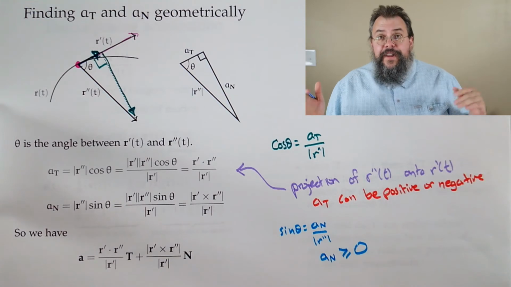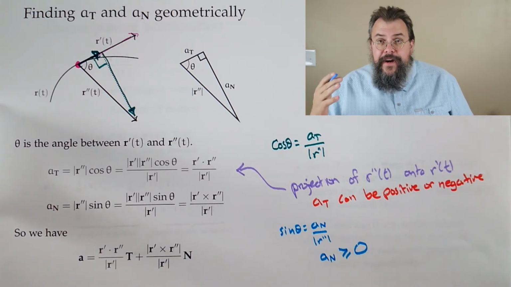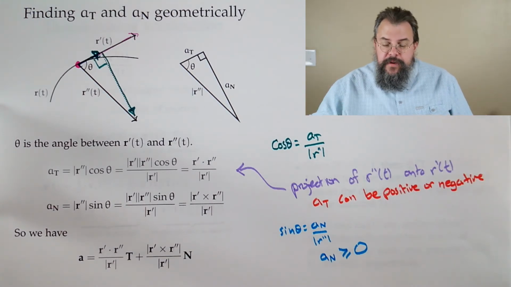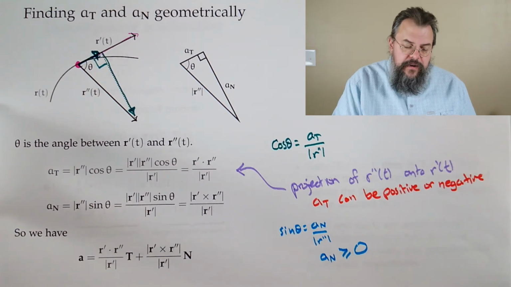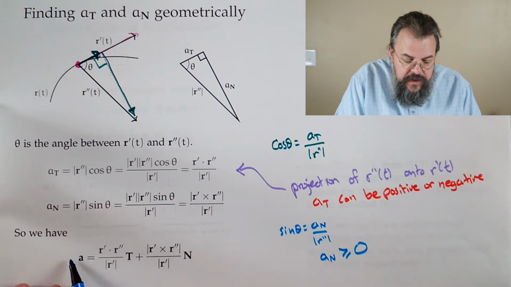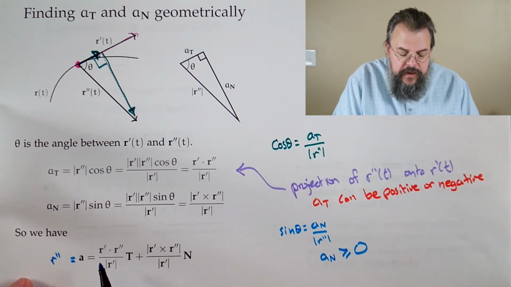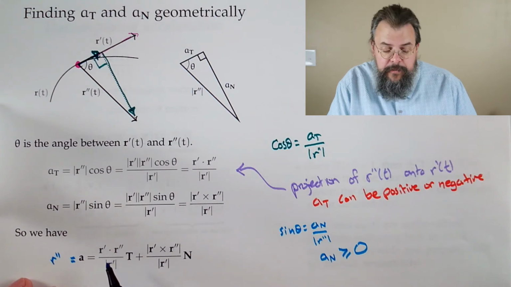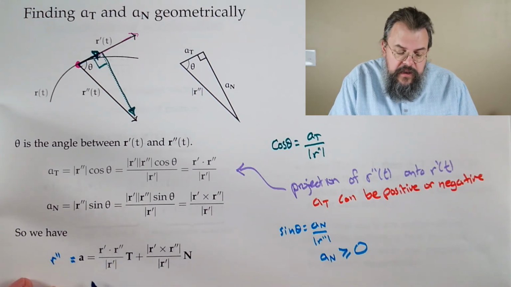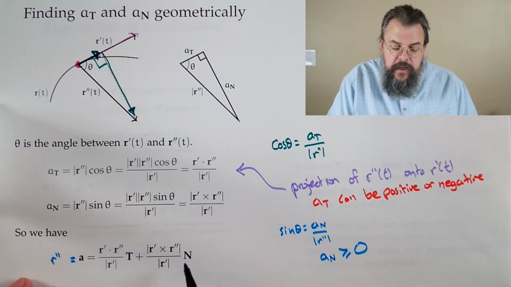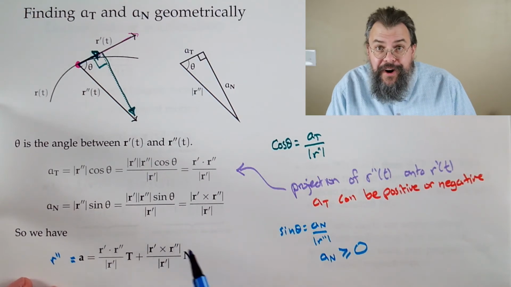So now we put it all together. I know how to find a sub t, I know how to find a sub n, so I can break apart acceleration. Remember, acceleration is just another way of saying r double prime. So it's r prime dot r double prime over the magnitude of r prime times t. This is the projection, and then this is the other part.